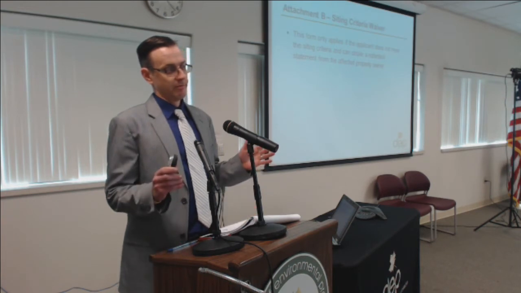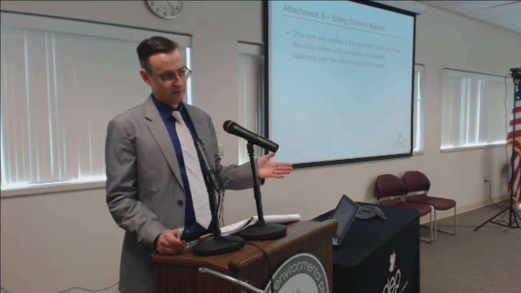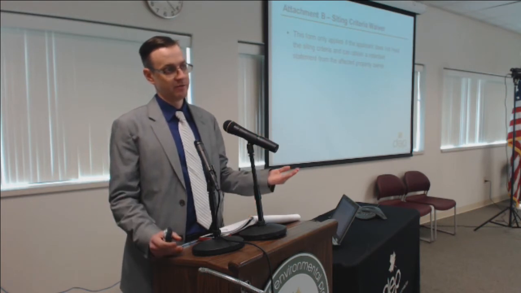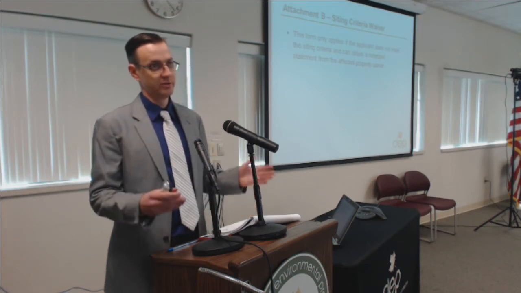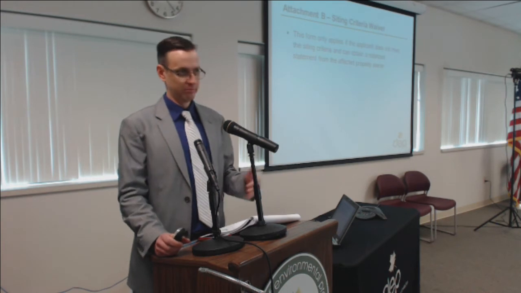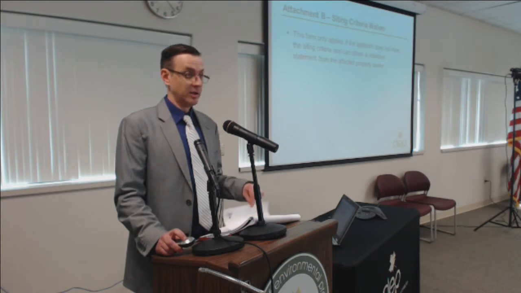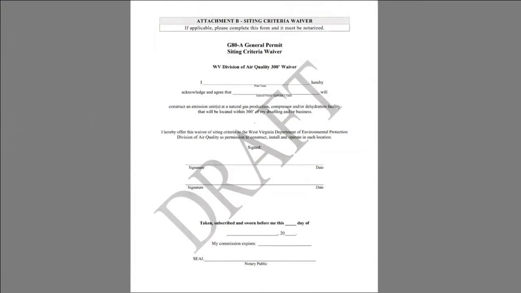So you need to look at it and say, okay, 300 feet from here. So it's 300 feet from the emission unit to the dwelling or business. It's not 300 feet from your fence line to the other person's fence line. It's emission unit to the dwelling, business, etc. So if you can't meet that, you have the option, and it's basically a notarized statement, that you get notarized, that the property owner waives the siting criteria.